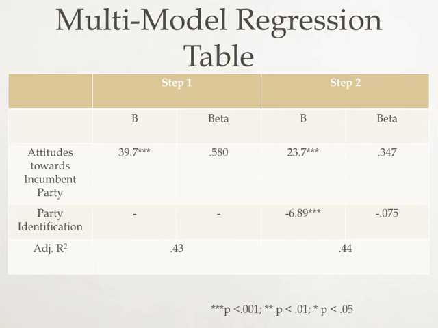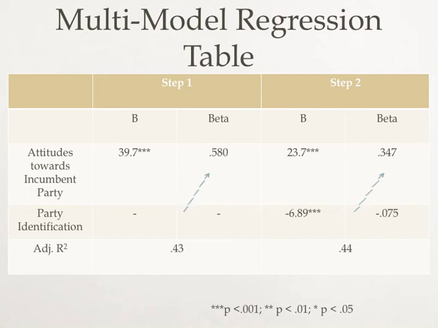In step 1, the attitudes towards the incumbent party had a b-value of 39.7 with a significance level of less than 0.001, indicating that this relationship was 99% not due to error. In the second step, it was a b-value of 23.7 with the same significance level. In step 1, the beta value was 0.580, while in step 2 it was 0.347, indicating that it had dropped, but not by 1/3. Thus, it cannot be considered a relationship of specification, but one of partial explanation and partial spuriousness.